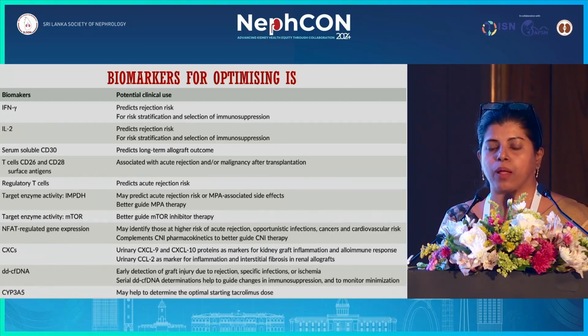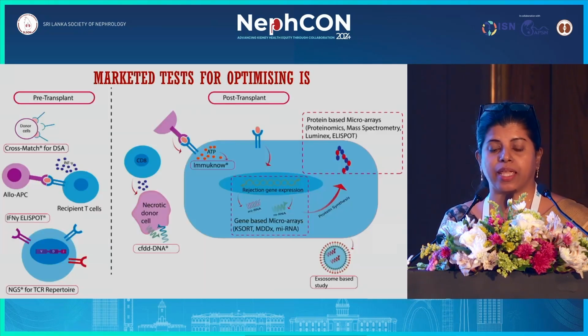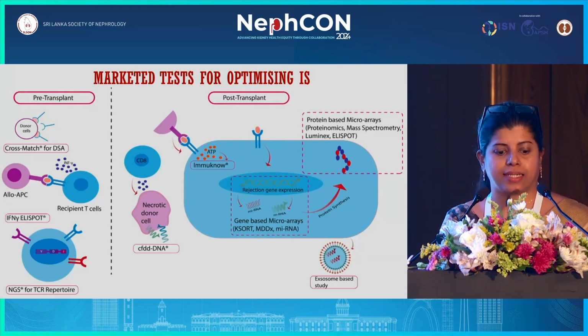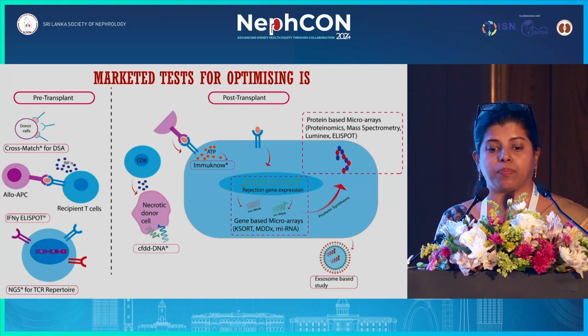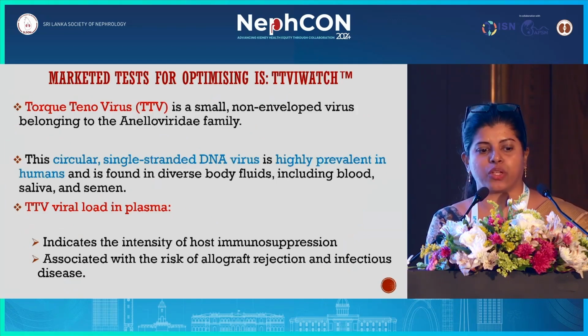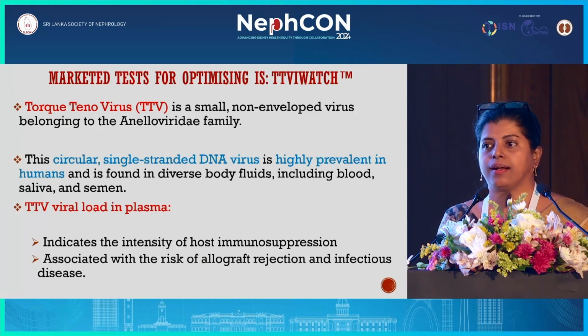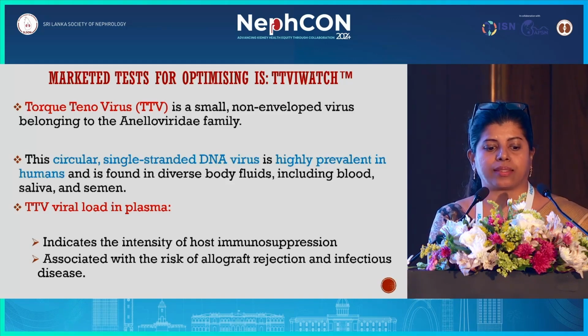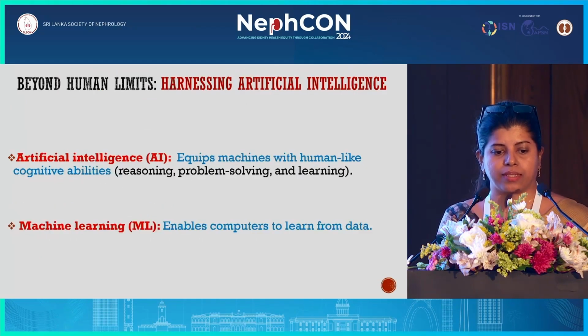There are many biomarkers that have potential for clinical utility. There are many marketed tests, both in the pre-transplant and in the post-transplant scenario, for detecting antibodies as well as cellular immune responses. The newest one is the TTV watch, which is a torque teno virus, a circular single-stranded DNA virus that's commonly present in all human body fluids and does not cause disease. So the viral load in plasma will indicate the overall net immunosuppression in the recipient.